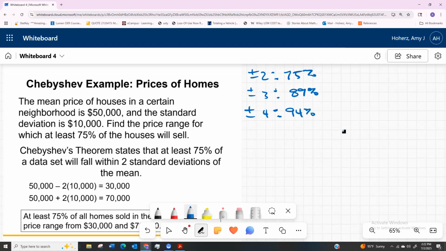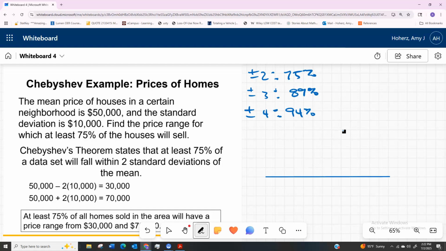Okay, so on this one it says the mean price of houses in a certain neighborhood is $50,000 and the standard deviation is 10,000. Find the price range for which at least 75% of the houses will sell. Now, they go into the formula for this. My biggest recommendation is to use that drawing technique that I just used. People can see that and understand it so much better. So give your brain a break and let it see the picture for this.